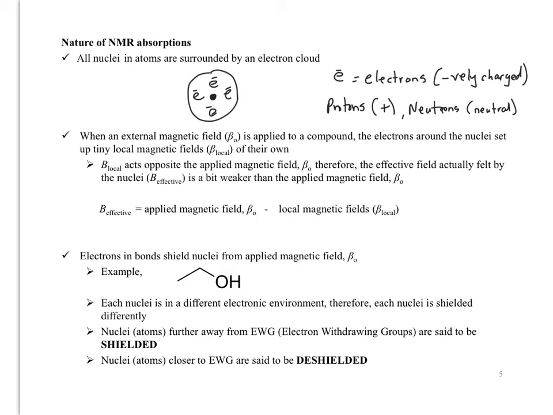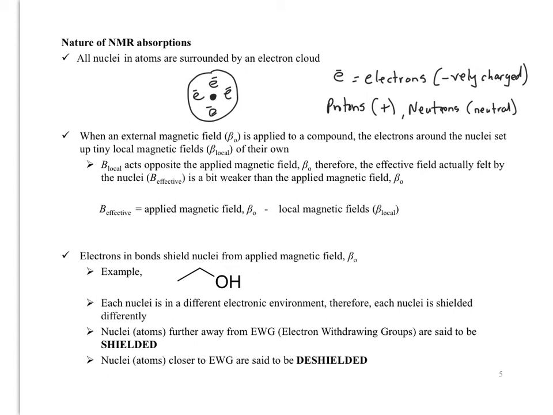magnetic field. Now, electrons in bonds, remember, a bond is made up of an electron from this carbon and another electron from this carbon. So these electrons in a bond shield the nuclei from the applied magnetic field. So if you look at a compound like this, this is ethanol. You can see that each nuclei, in other words, the protons here and the protons here, and this proton, are all in different electronic environments. And therefore, each nuclei, over here, over there, here and there, is shielded differently.